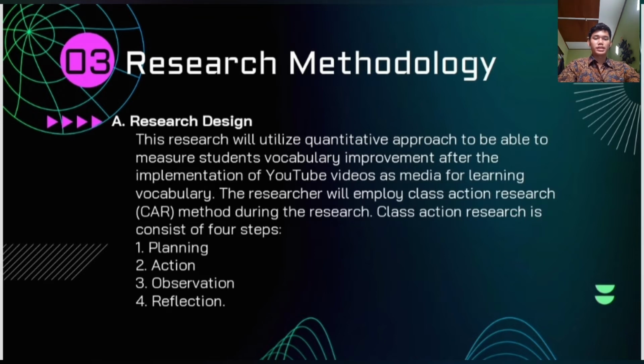The first one is the research design. This research will utilize a quantitative approach to be able to measure students' vocabulary improvement after the implementation of YouTube videos as media for learning vocabulary. Then the researcher will employ classroom action research, or CAR, during the research. This method consists of four steps: the first is planning, the second is action, the third is observation, and the last is reflection.